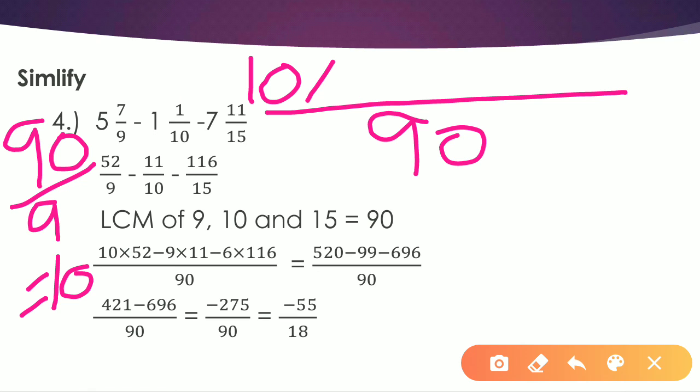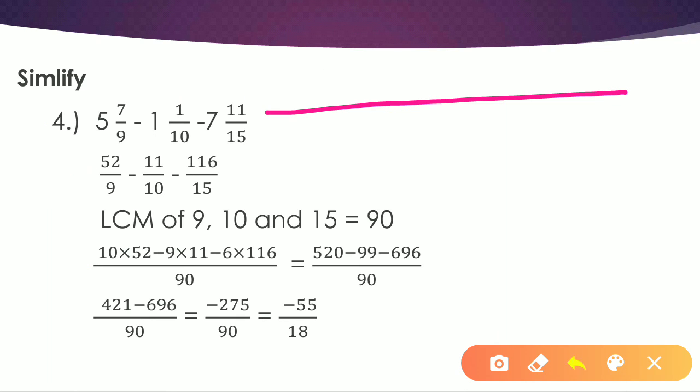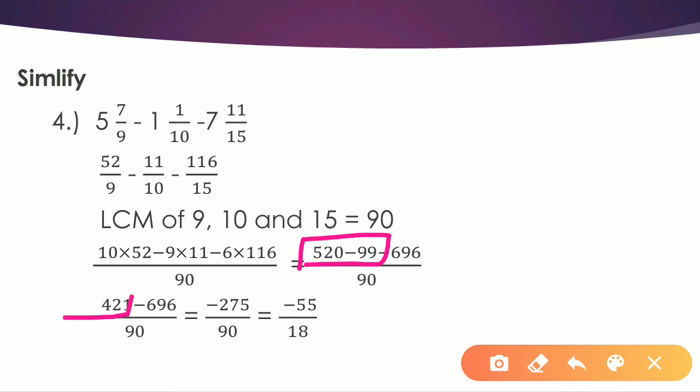Now multiply it. 10 into 52 gives you 520. 9 into 11 gives you 99. 6 into 116 will give you 696. Now, first of all, you subtract these numbers. First, subtract 520 minus 99. This will give you 421, and minus 696 will be as it is. After that, you subtract both these numbers.